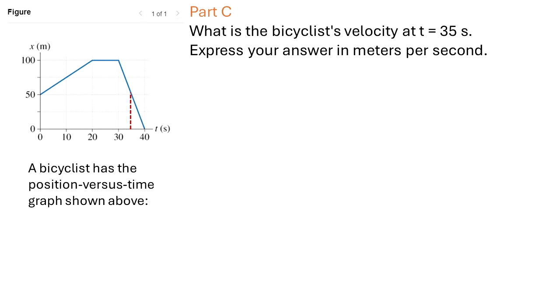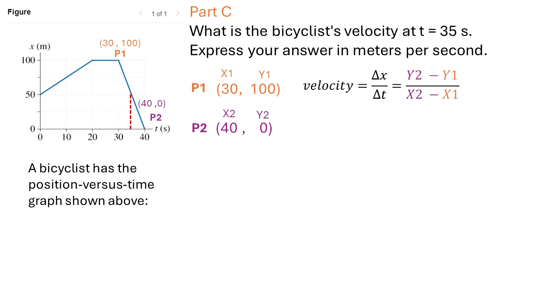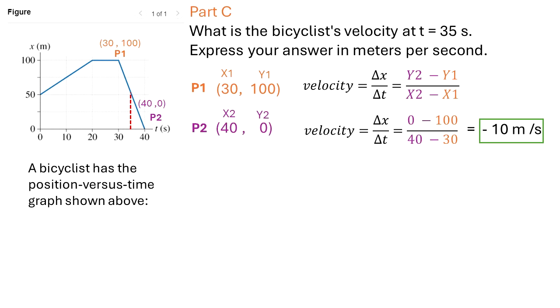The points that I chose this time are P1, 30,100, and P2, 40,0. By finding the slope of this line, we are going to find the velocity for any time between 30 and 40. Because remember that the slope of a line is a constant, we apply the concept of rise over run again, delta x over delta t, and we get that the average velocity is negative 10 meters per second.